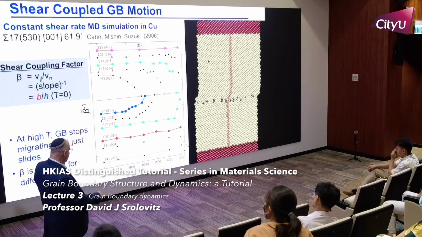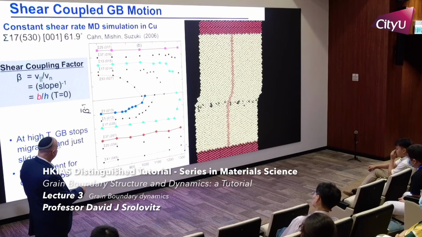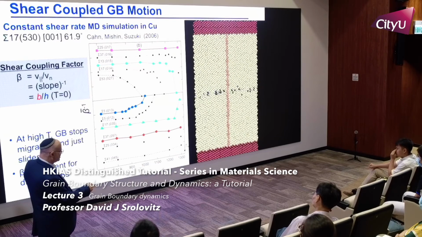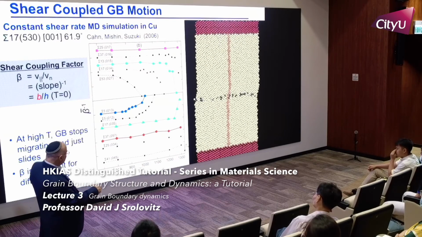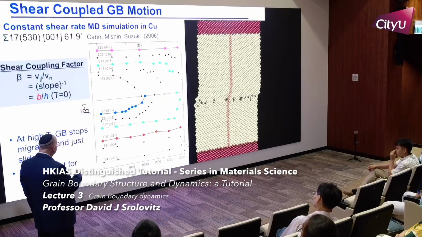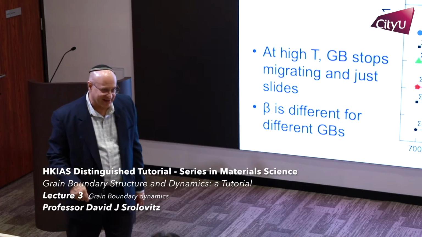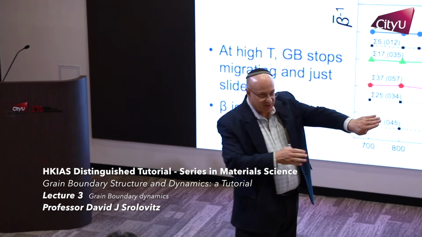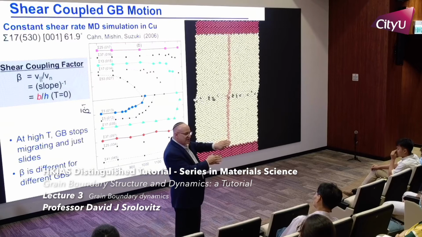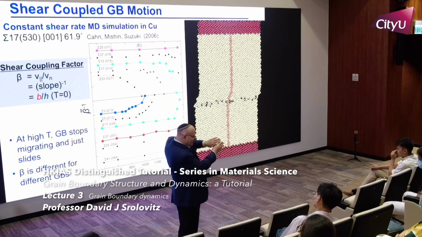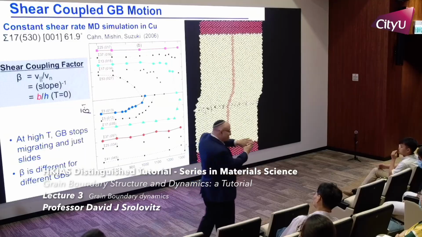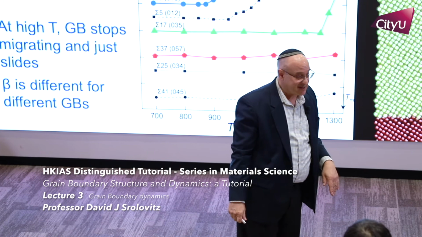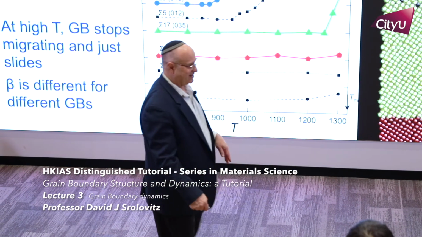Now, the interesting thing happens as you go to higher temperature. All of these inverse betas, they all go to zero. So no longer does this work. So we'll have to understand that too. And at high temperature, if I shear this crystal this way at a fixed rate, when the temperature is very high, the grain boundary just slides. It literally just slides like it was greased. And there's no translation, but it still slides.